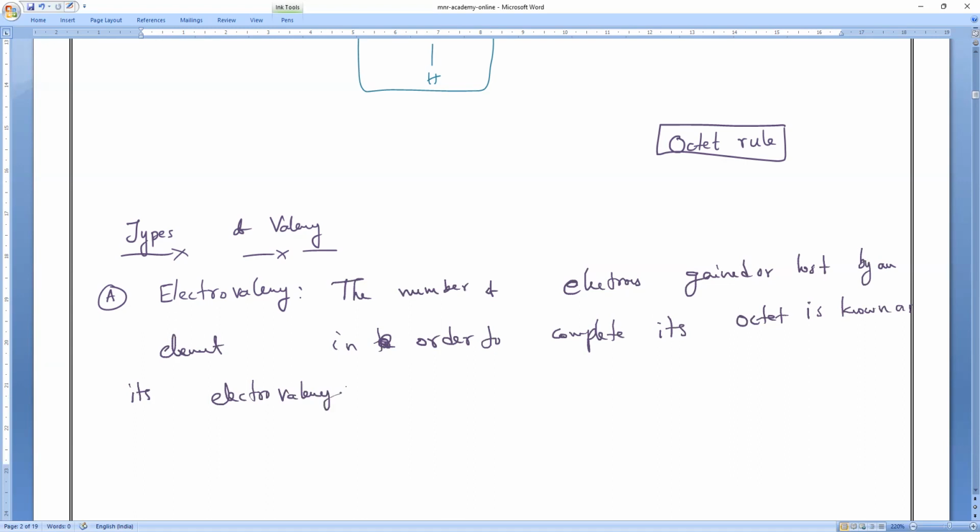Now, by this time, you understand. Gaining and losing electrons is between what? Metals and metals, or metals and non-metals, or non-metals and non-metals. Everybody? Yes, please. Gaining and losing.